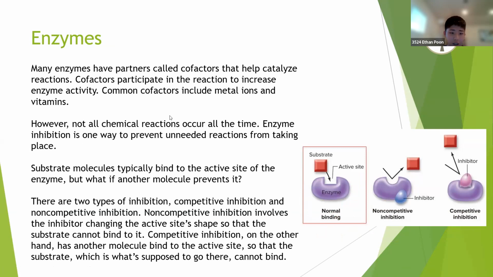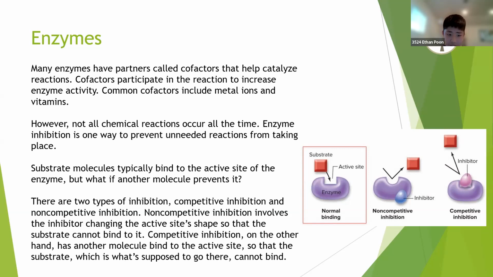However, not all chemical reactions occur all the time. For example, you do not want to make insulin all the time because that would be very bad. Enzyme inhibition is one way to prevent unneeded reactions from taking place, and it also saves energy and resources. So that's good. Substrate molecules typically bind to the active site of the enzyme, but what if another molecule prevents it? There are two types of inhibition: competitive inhibition and non-competitive inhibition.